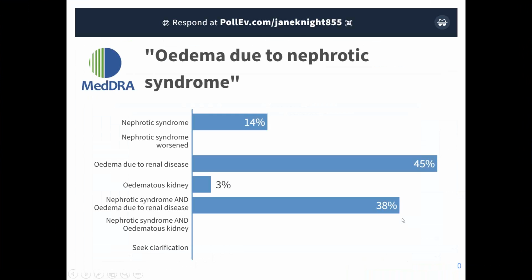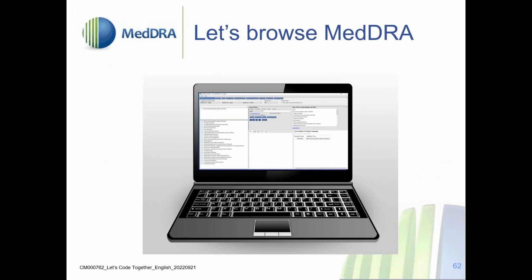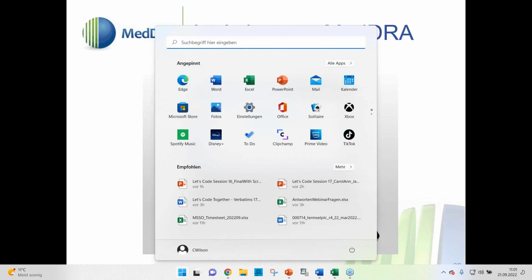Okay, so let's see what we're going for. Most of you would just go to edema due to renal disease or nephrotic syndrome, and some of you have voted for nephrotic syndrome and edema due to renal disease. And some also have considered edematous kidney as the best choice. So let's have a look again into the browser.